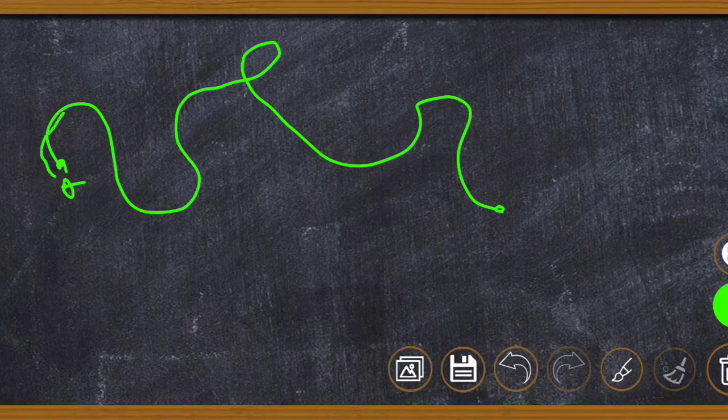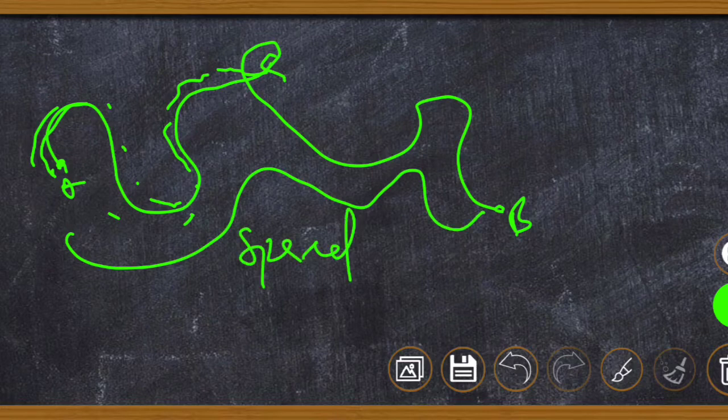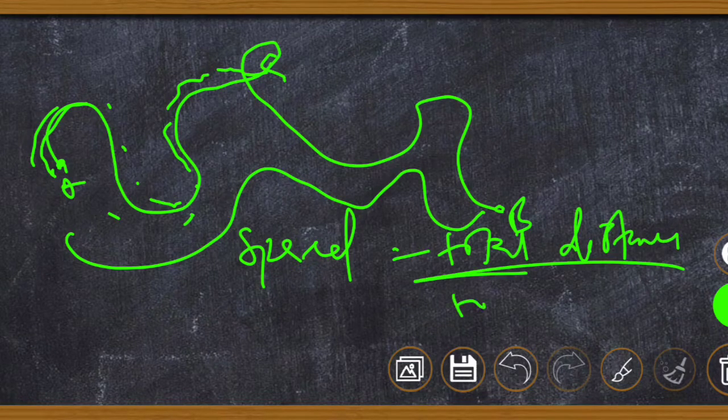No matter how the body changes direction, the speed does not depend on how the body is changing direction. So the speed is just talking about the total length of movement from the initial point to the final point, the total distance covered by the body, over the time taken to cover that distance. That is what our speed is all about. So speed is equal to the total distance covered by the body over the total time taken by that body.